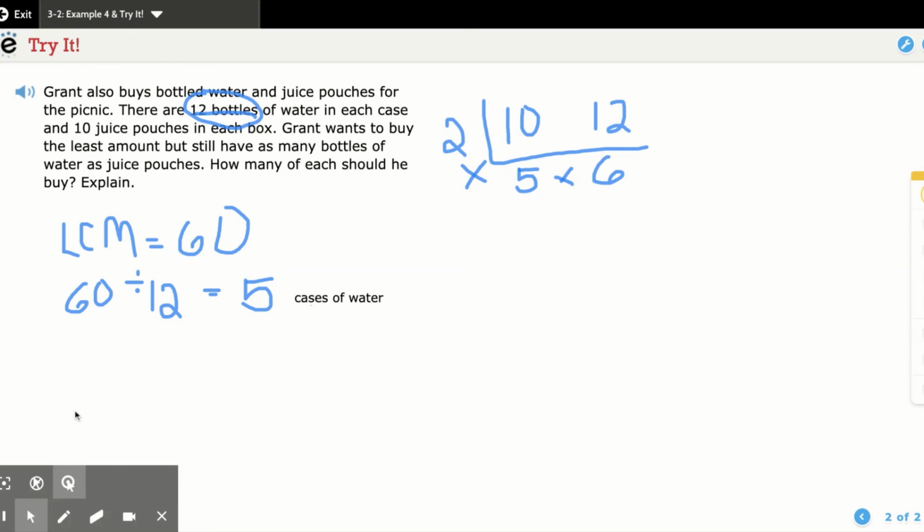And then for the juice pouches, if we want 60 juice pouches, but juice pouches come in boxes of 10, then you just do 60 divided by 10. So you get that we need 6 boxes of juice pouches. If you got it right, celebrate. So the LCM was 60, but the final answer for the question is he should have 5 cases of water and 6 boxes of juice pouches. You are ready to do your Math Excel on Envisioners.